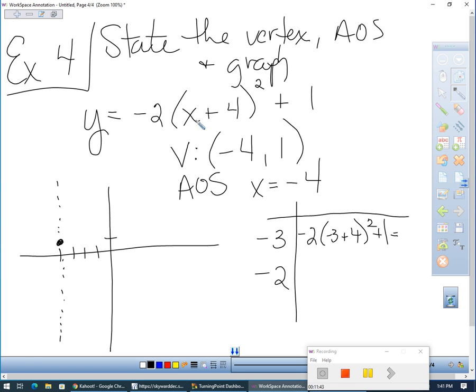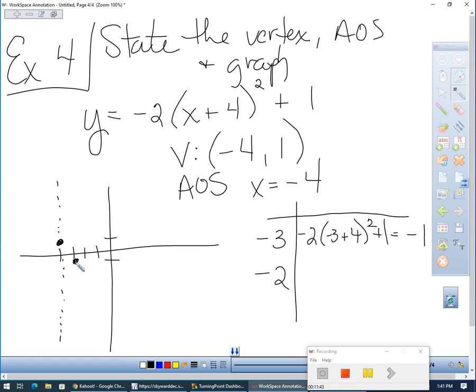So if I put a -3 in here, -3 plus 4 is 1. 1 squared is still 1. Times -2 is -2. Plus 1 is -1. So the first point I have is at -3, -1.